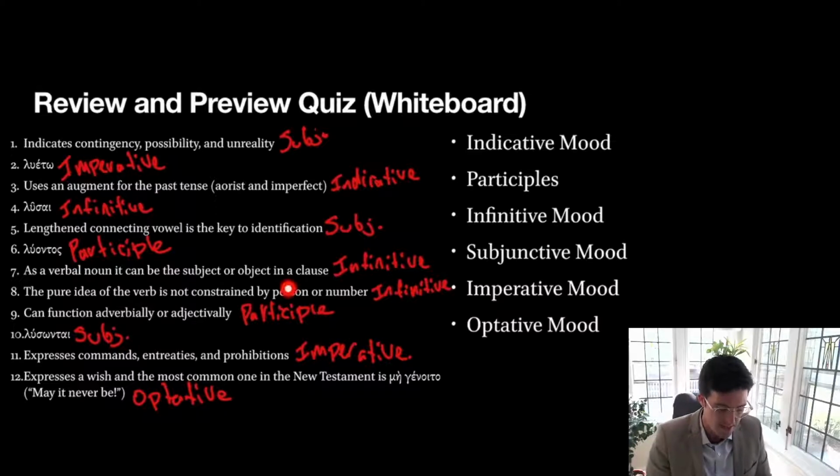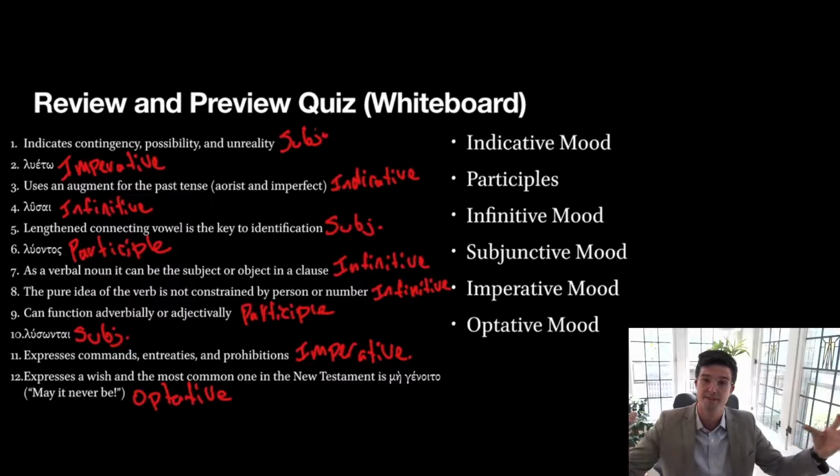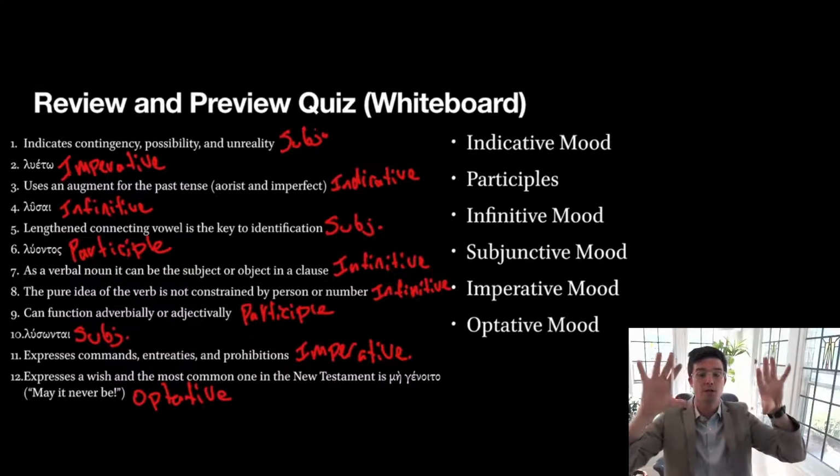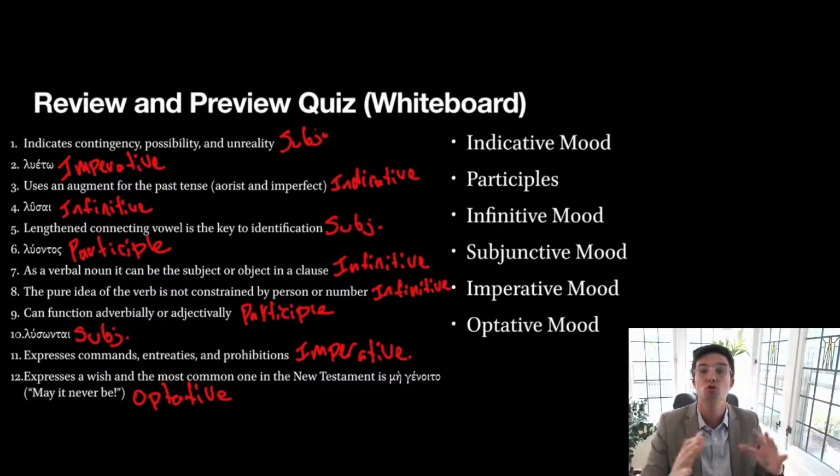So remember, the infinitive can serve a noun function as the subject or the object of another verb in the sentence. Then this one is also the infinitive, number 8 here, the pure idea of the verb that doesn't have person or number. So when we're parsing the infinitive, we don't give person or number because the infinitive is not constrained by person or number, but it's the infinite unconstrained idea of the verb, to loose, referring to the whole idea of loosing, not limited by who is doing it.